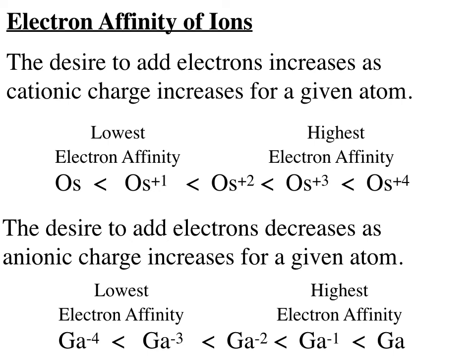So the most negatively charged gallium will have the lowest electron affinity. The least negatively charged gallium will have the highest electron affinity, and then those in between will have sequentially increasing values of electron affinity.